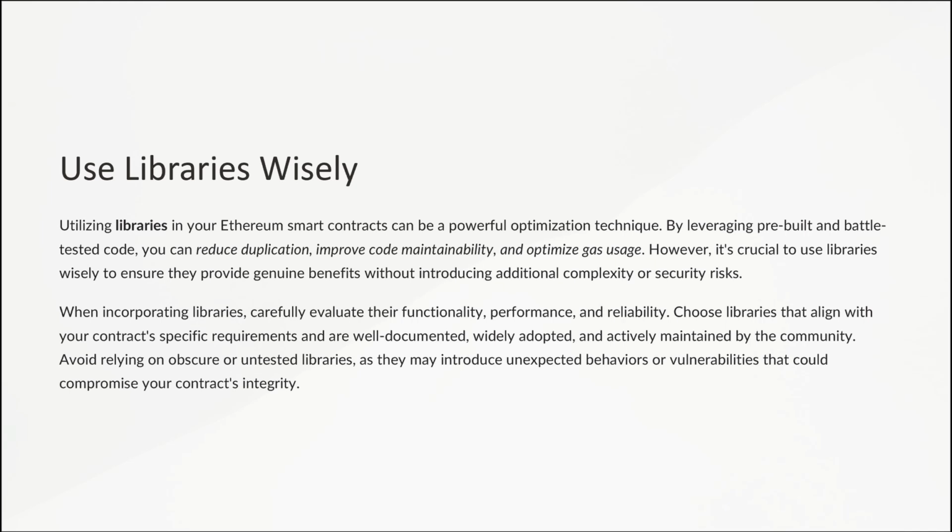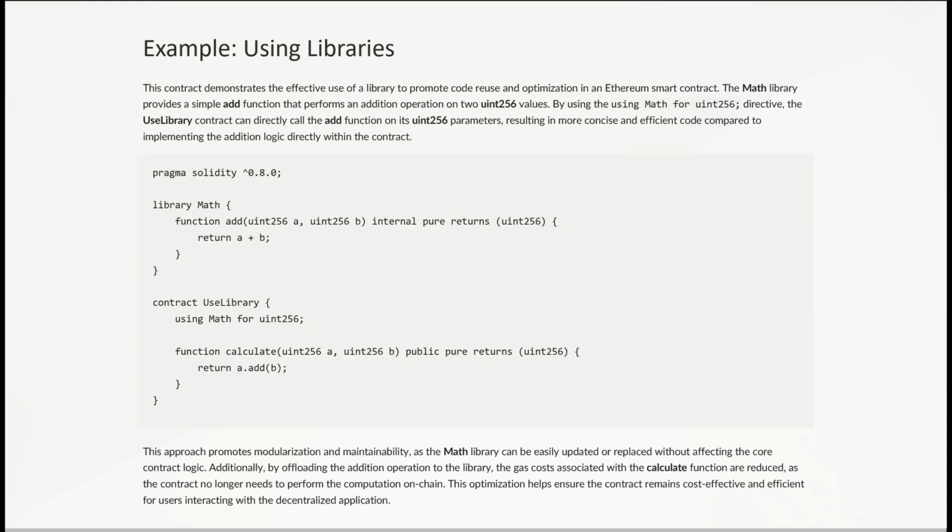Only choose libraries that align with your contract's specific requirements and are well documented, widely adopted, and actively maintained by the community. Avoid relying on untested libraries as they may introduce unexpected behaviors or vulnerabilities that could compromise your contract's integrity. Here is an example code which uses a math library, which provides a simple add function that performs an addition operation on two integer values.